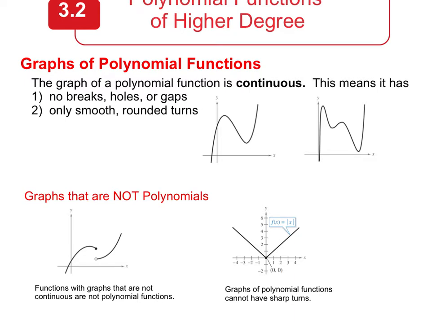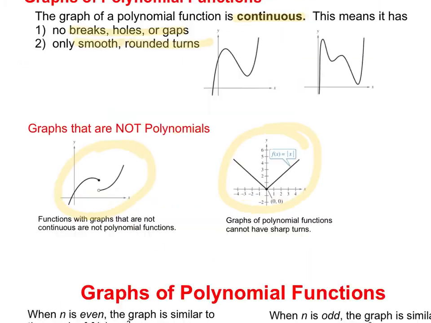And so then that leads us down to what the graphs are not like. And so they're not broken apart. So a piecewise function is not a polynomial function. And here's that example of the V shape. They are not V shapes. That's an absolute value function. So polynomials are continuous, they're smooth, they're rounded, no breaks, holes, or gaps.